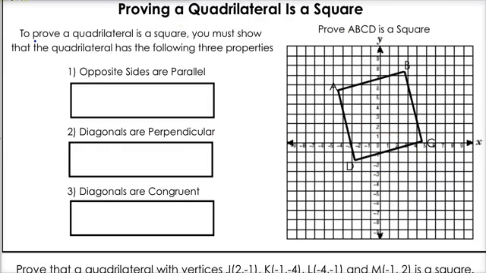Let's go into a square. To prove a quadrilateral is a square, you're going to have to do a lot of work. I'm not going to lie. Because you have to show that it has 3 properties. All right? Not just 2, but 3. The first one is that you have to show that it's a parallelogram. That's step 1. How do we do that? Well, we have to show that opposite sides are parallel. So we're going to need the slope formula.